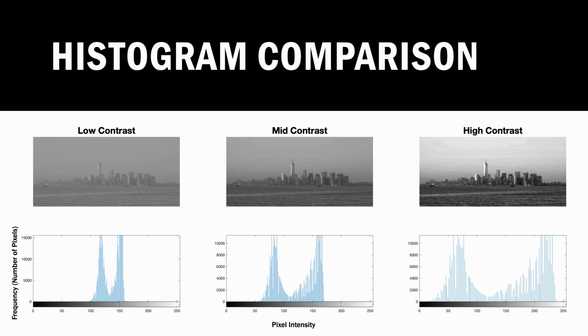In the high-contrast image, the histogram stretches across almost the entire spectrum, from very dark to very bright. This full use of the intensity range produces the sharpest image, with details that stand out much more strongly. So the key idea is this. A high-contrast image tries to make full use of the available intensity spectrum, while a low-contrast image is restricted to just a small portion of it.